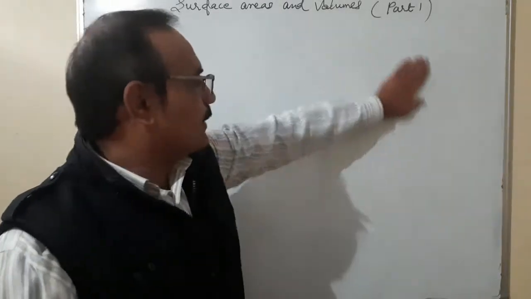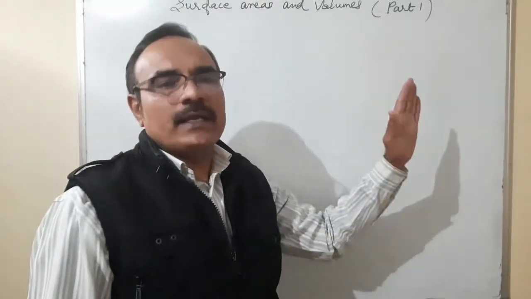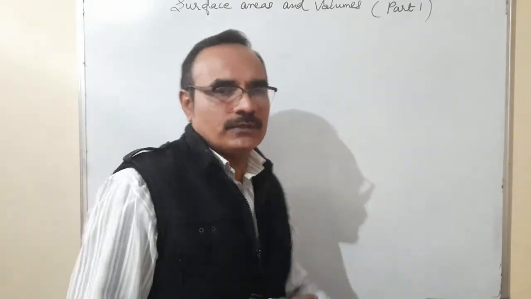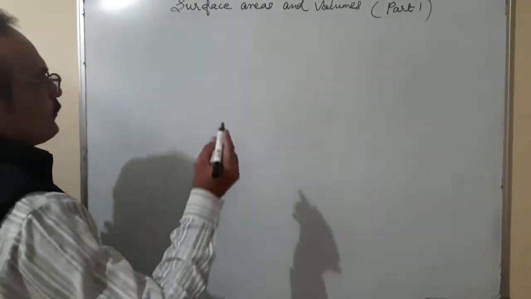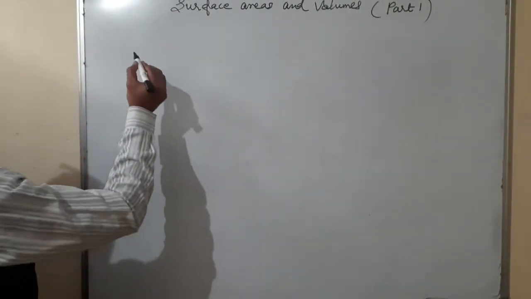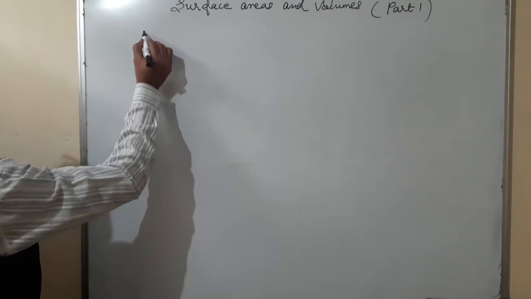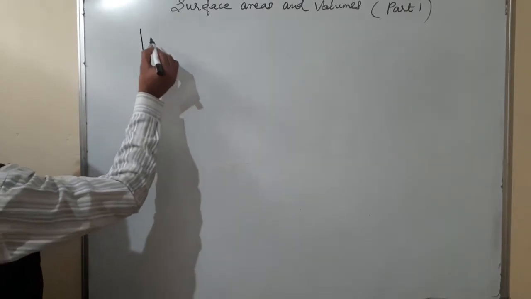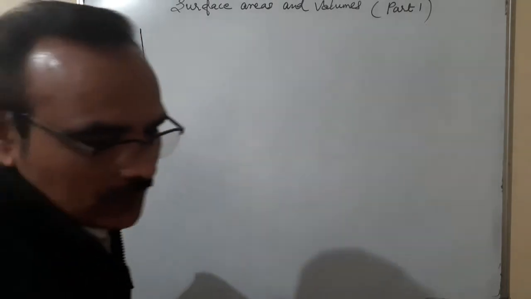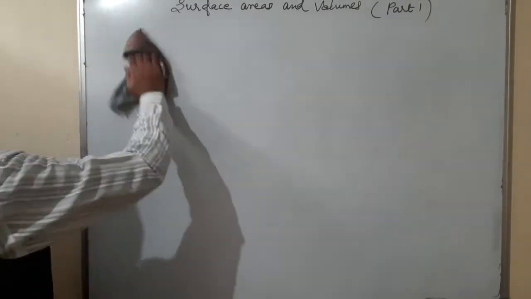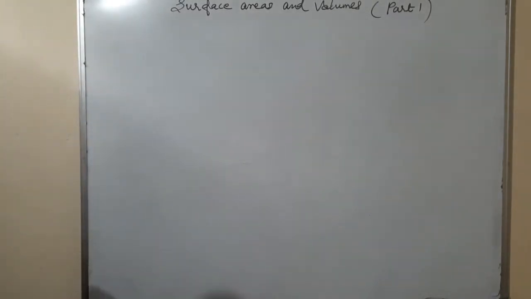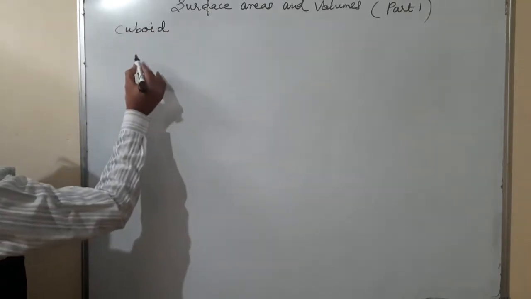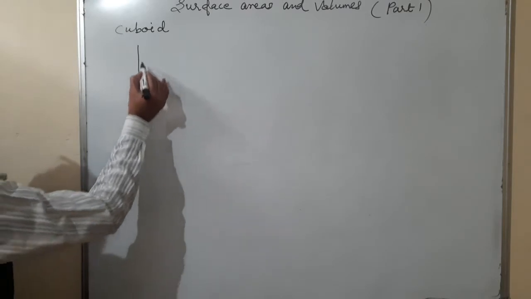I am making all the diagrams, and along with the diagrams I am writing all the formulae like CSA, TSA and volume of all. Starting from first one is cube and cuboid. I am making a diagram. The first diagram is cuboid. Cuboid is a diagram like that.